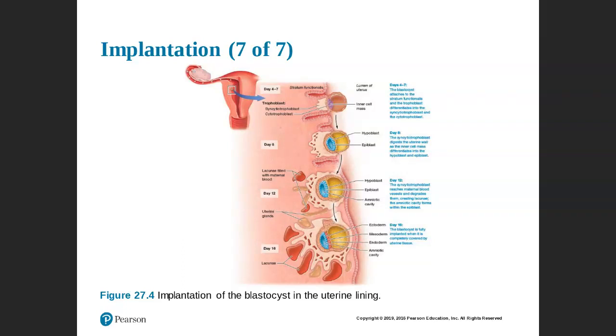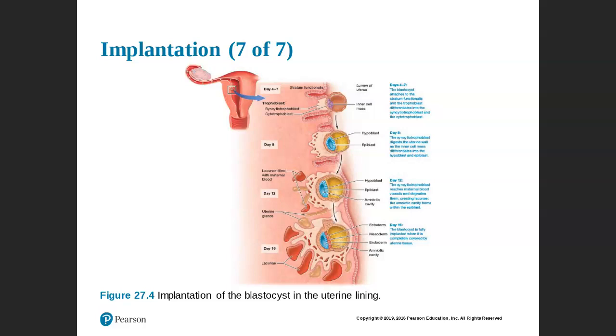Okay, and then on day 12, the syncytiotrophoblast now reaches the maternal blood vessels and starts degrading them. Okay, and that will basically eventually create little cavities called lacunae. Okay, these little lacunae here. Okay, these little cavities, and the amniotic cavity will then form within the epiblast. Okay, here's the epiblast here. That's where the amniotic cavity will form.